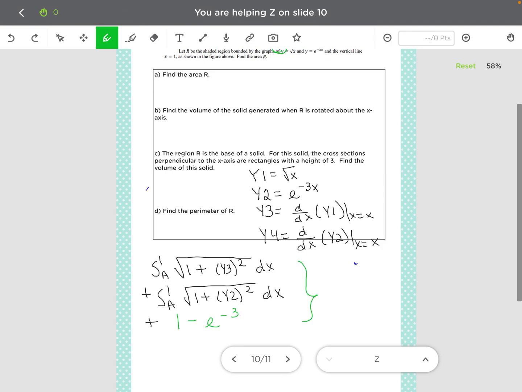So this is what you're adding up to find the perimeter of all those three pieces. Add it together. If you round it correctly to 3 decimals, you should get 2.780.